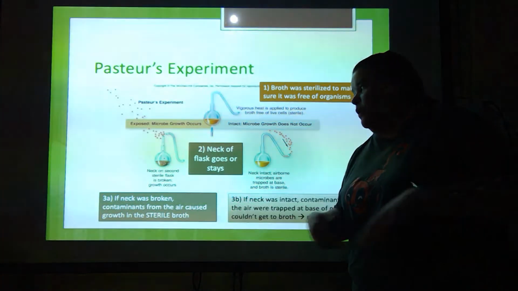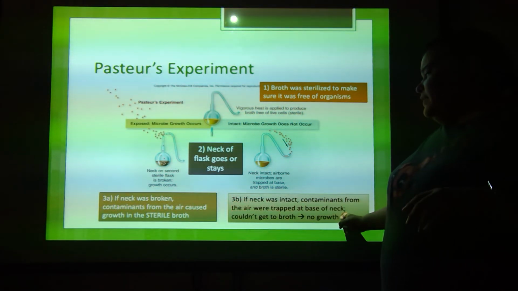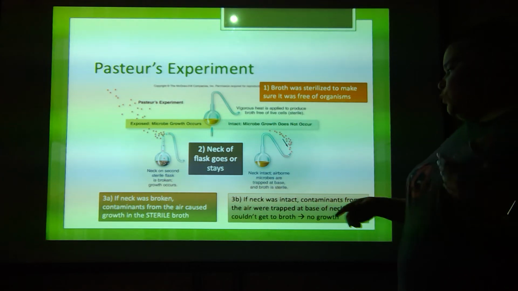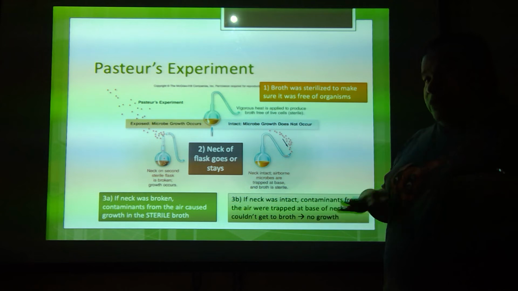So, if the neck was broken, contaminants from the air caused growth in the sterile broth. If the neck was intact, contaminants were actually trapped at the base of the neck and couldn't get to the broth, so there was no growth.